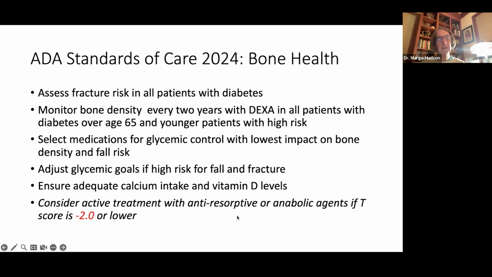And this is what I think is so new. Consider active treatment with an anti-resorptive or even an anabolic if T-score is less than -2. Most of us use -2.5 as a treatment threshold. So really the ADA is promoting using these agents at a much earlier stage of decreased bone density.